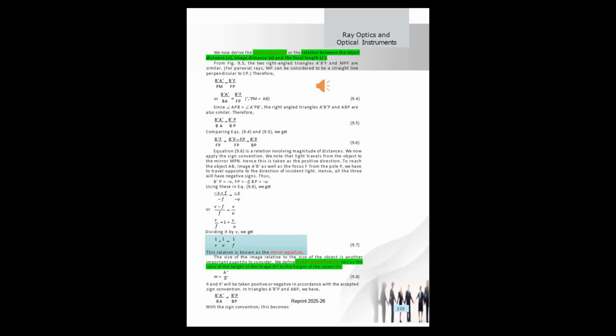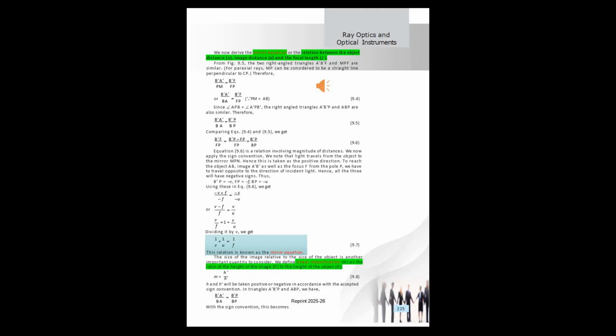We now apply the sign convention. We note that light travels from the object to the mirror MPN. Hence, this is taken as the positive direction. To reach the object AB, image A'B' as well as the focus F from the pole P, we have to travel opposite to the direction of incident light. Hence, all the three will have negative signs. Thus, B'P is equal to minus v, FP equal to minus f, and BP equal to minus u.